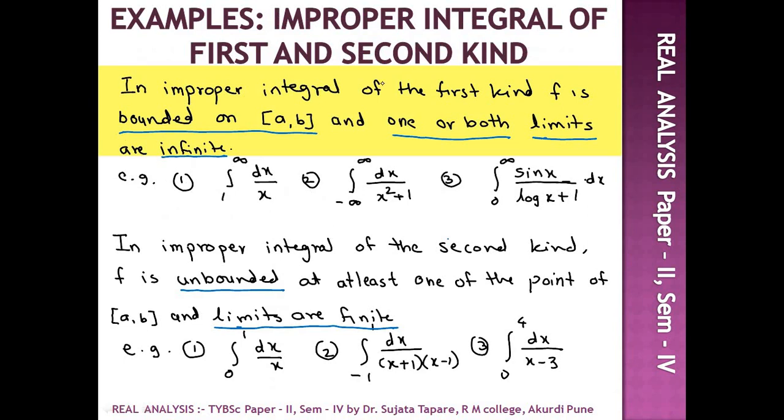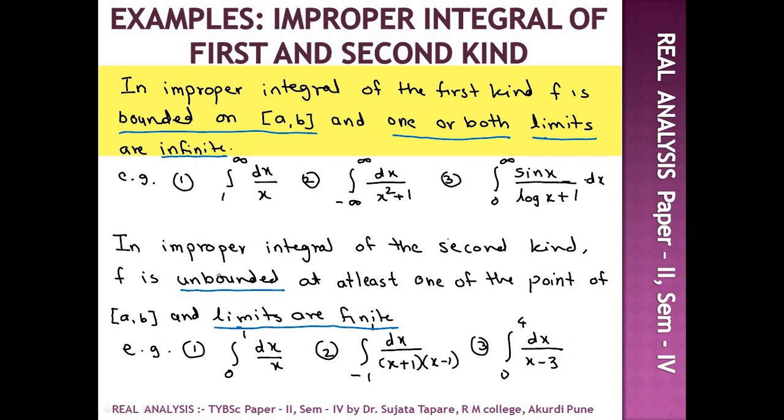Some examples of improper integrals of the first and second kind. For the first kind, the function should be bounded on the closed interval [a, b] and one or both limits should be infinite. Here in the first example, the function is 1/x, which is bounded in the interval 1 to infinity, and obviously one limit is infinite. Here the function 1/(x^2 + 1) is again a bounded function in this interval. Here the function sin x divided by (log x + 1) is also a bounded function in the interval 0 to infinity.